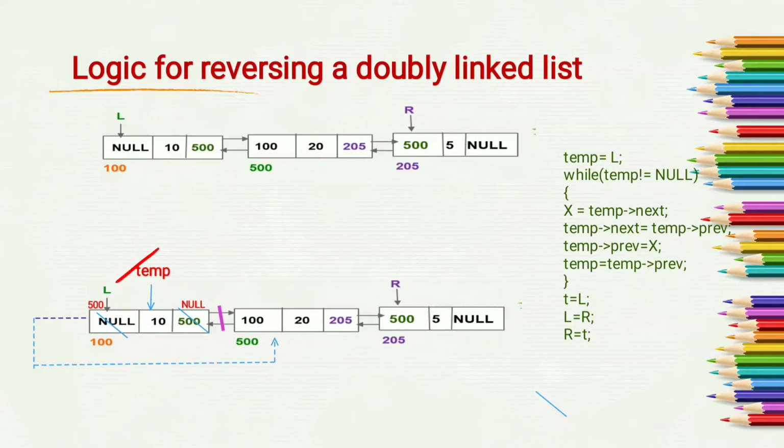What we have to do, we have to swap previous pointer value and next pointer value of node pointed by temp. So we swap these two values by using a third pointer x. First we store value of temp next in x, then we will change temp next pointer by temp previous, and now we change temp previous by x.